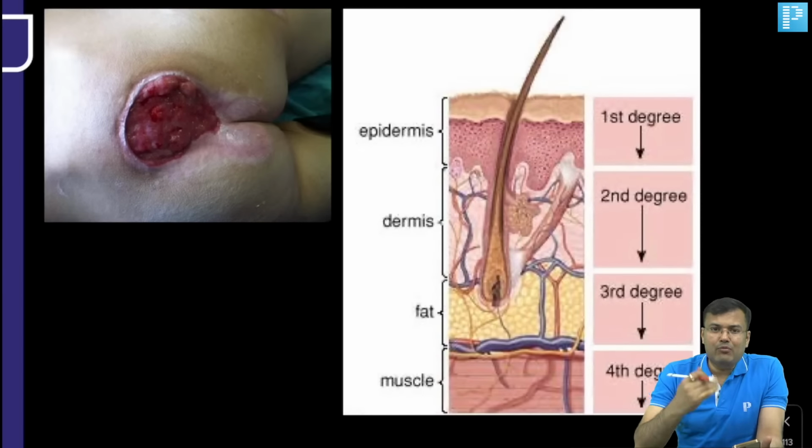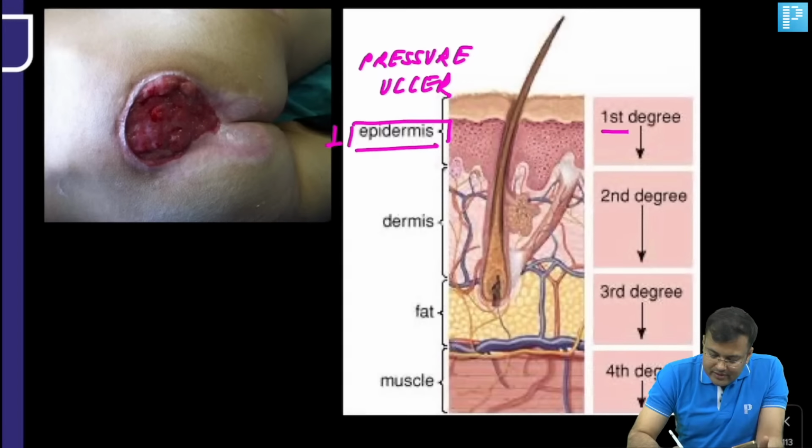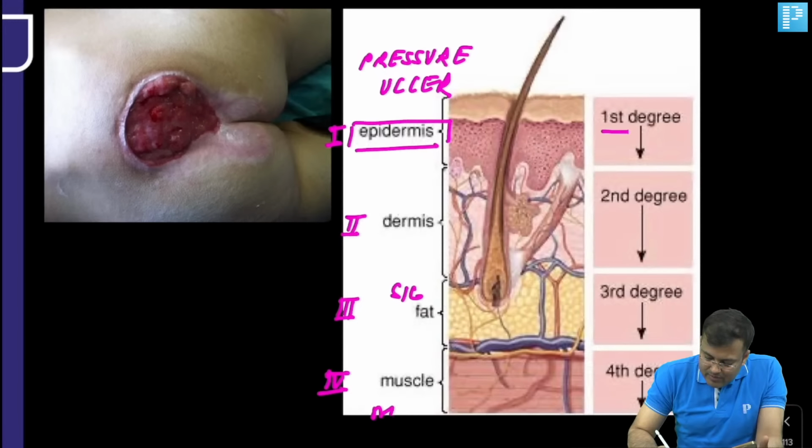Okay, let me give you a clue. In burns, if there is involvement of epidermis, it is first degree. And in pressure ulcer, if there is erythema involving epidermis, it is stage 1. Stage 1 involves what? Epidermis. In stage 2, there is involvement of epidermis plus dermis. In stage 3, there is involvement of subcutaneous fat. In stage 4, there is involvement of muscle or bone.